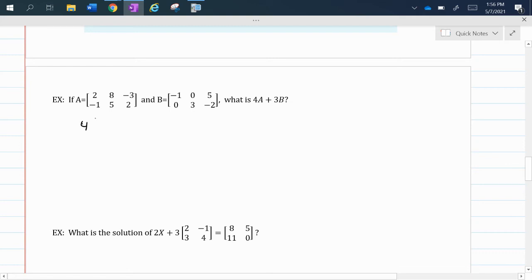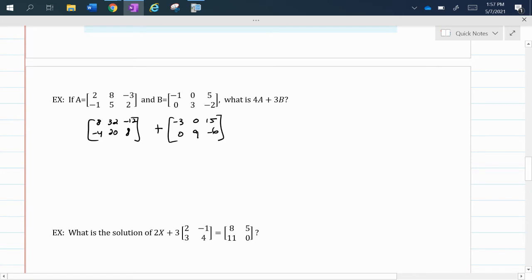So I'm going to do 4 times matrix A. So I'm going to take matrix A and multiply it times 4. So I'm going to multiply everything times 4. -4, 20, and 8. And plus 3 times matrix B. So I'm going to take matrix B and multiply it by the scalar of 3. So I'm going to get -3, 0, 15, 0, 9, and -6.